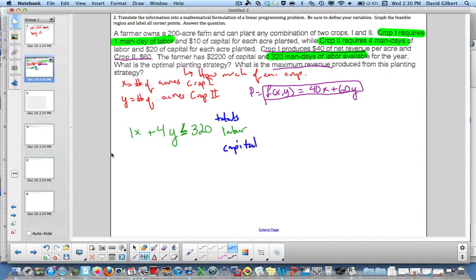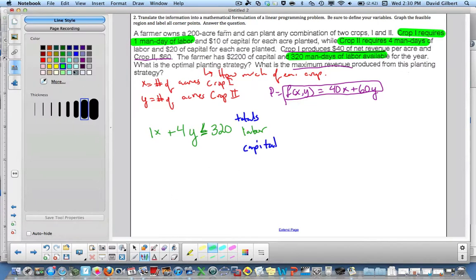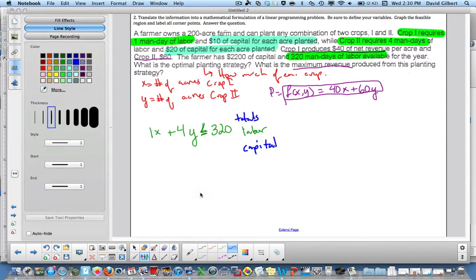So the capital is $10 of capital for crop 1 and $20 of capital for crop 2. So what we're going to do is say that $10 times every acre of crop 1 plus $20 times the number of acres of crop 2 has to be less than or equal to $220.